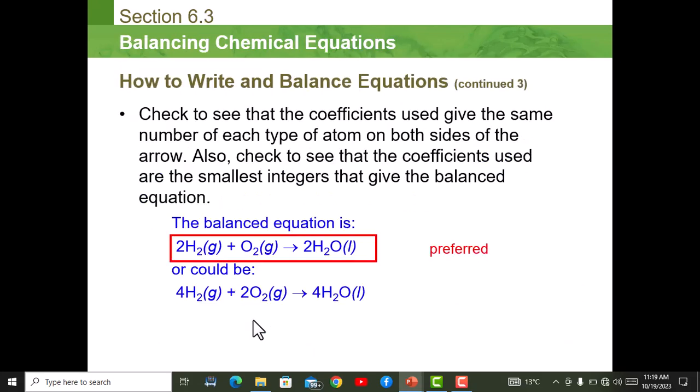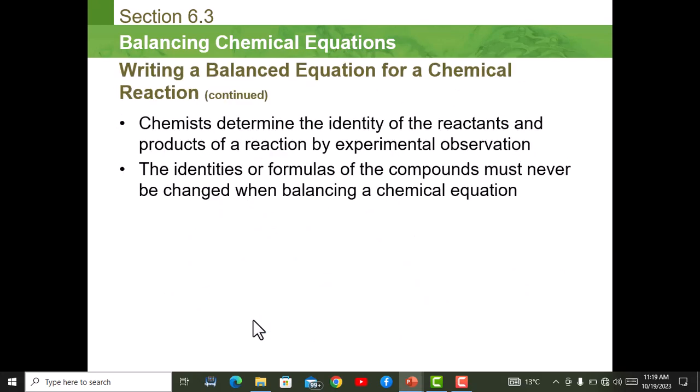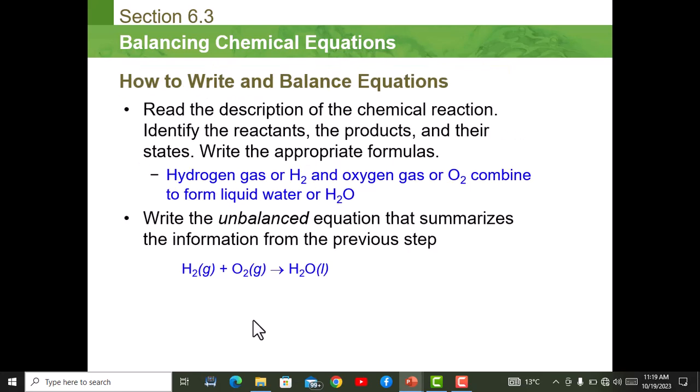So we understand exactly what it means. Right. Now let's go to how to write a balanced equation. Read the description of the chemical reaction. First of all, identify the reactants, the products and their states: liquid, solid or gas, aqueous solution and so on. Write the appropriate formulas. Hydrogen gas and oxygen gas combine to form liquid water, or H2O.